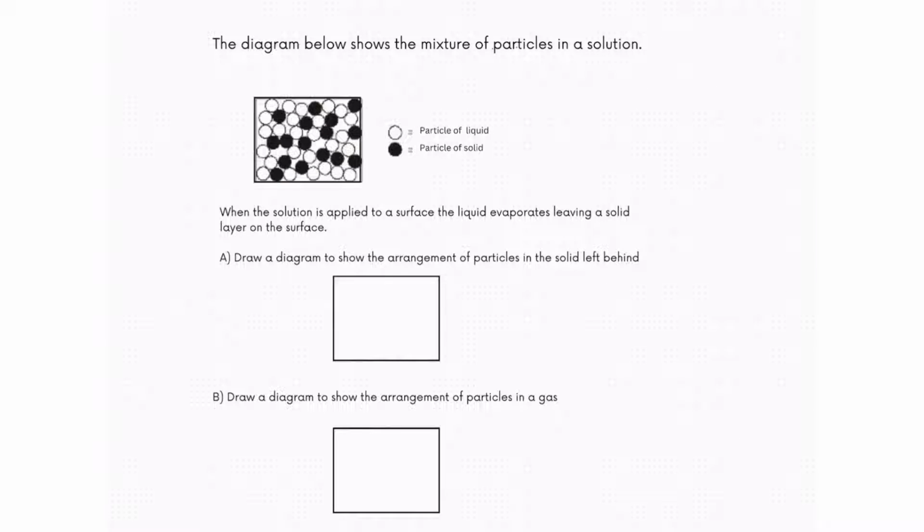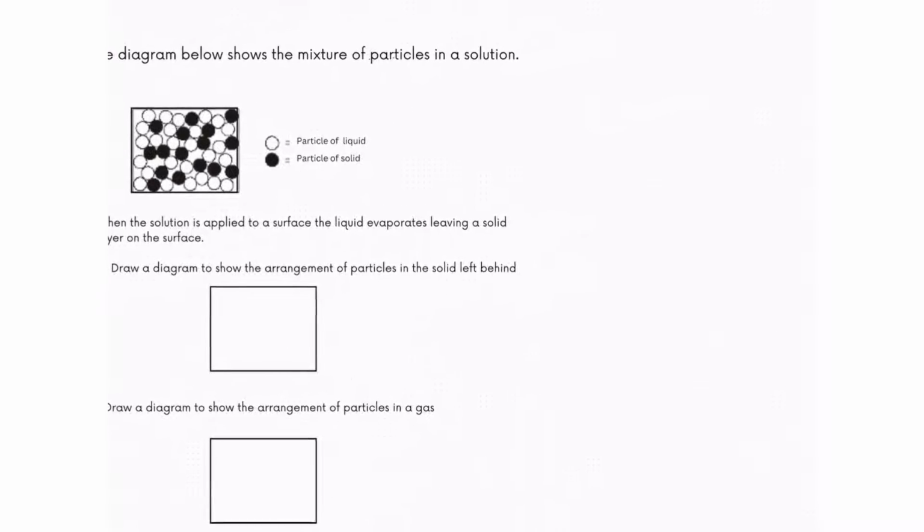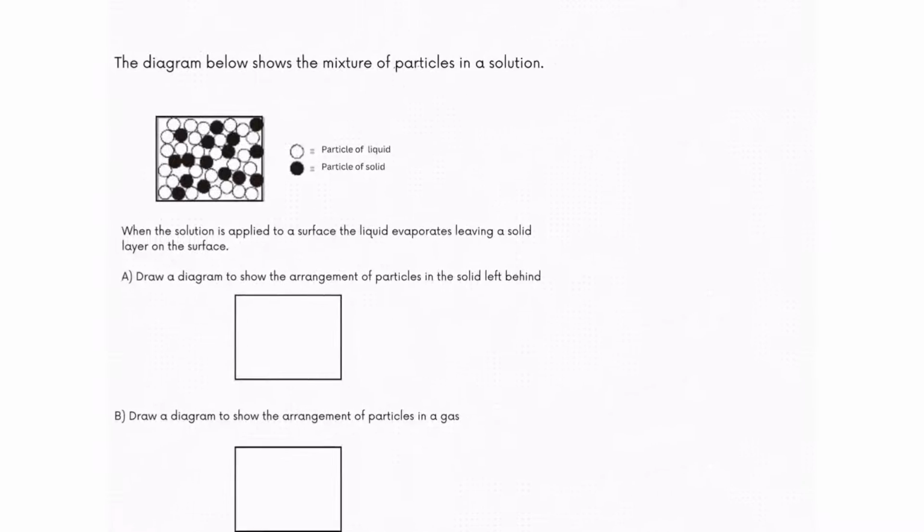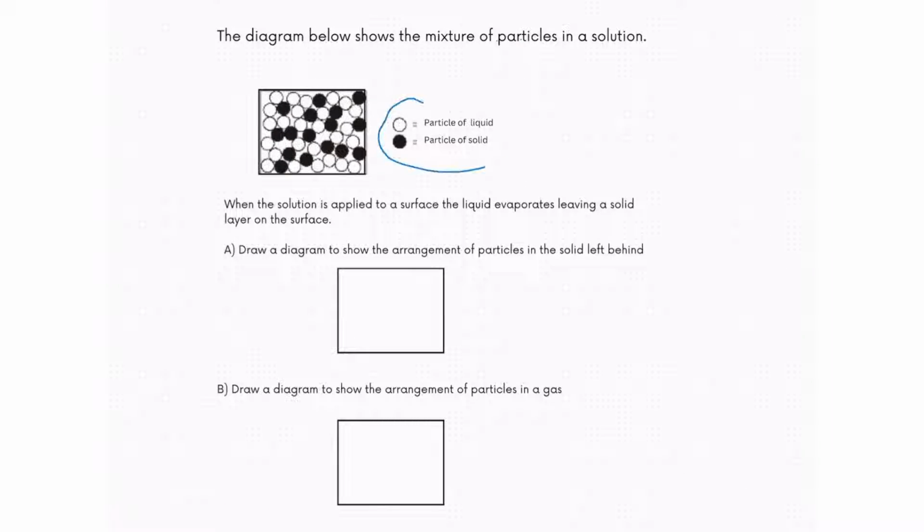Okay, today we're going to look at a test question on how to answer particle diagram questions. So the question here states, the diagram below shows the mixture of particles in a solution. You've got a diagram of the particles and you've got here a key telling you which particle's which. Now, the question states, when the solution is applied to a surface, the liquid evaporates, leaving a solid layer on the surface.